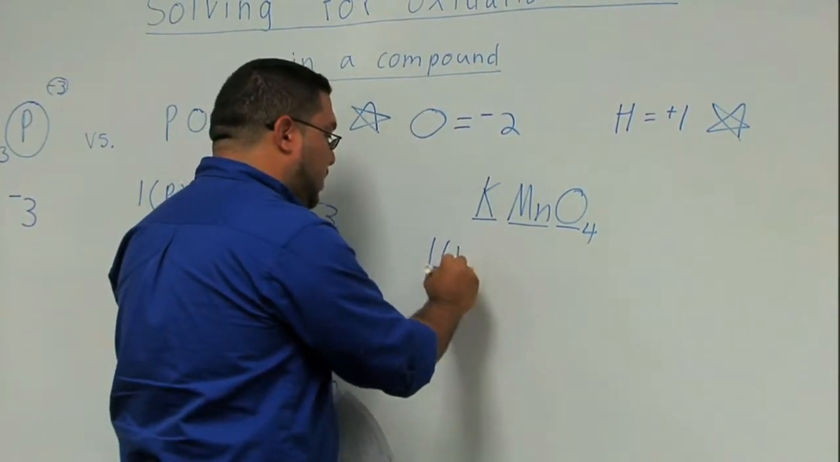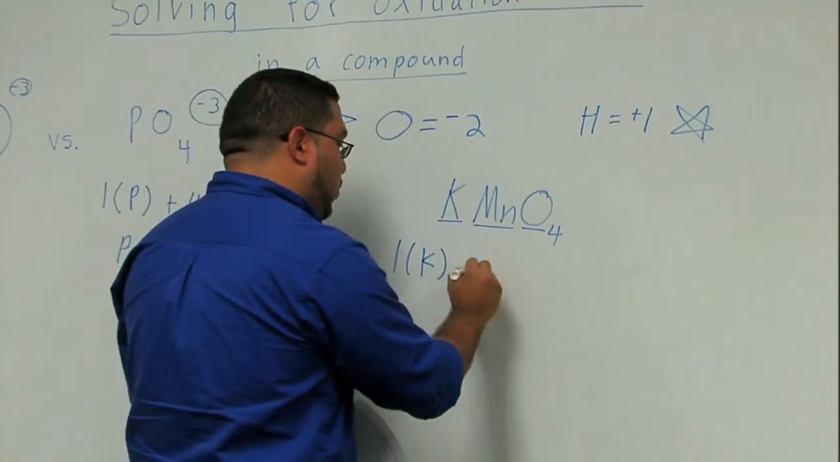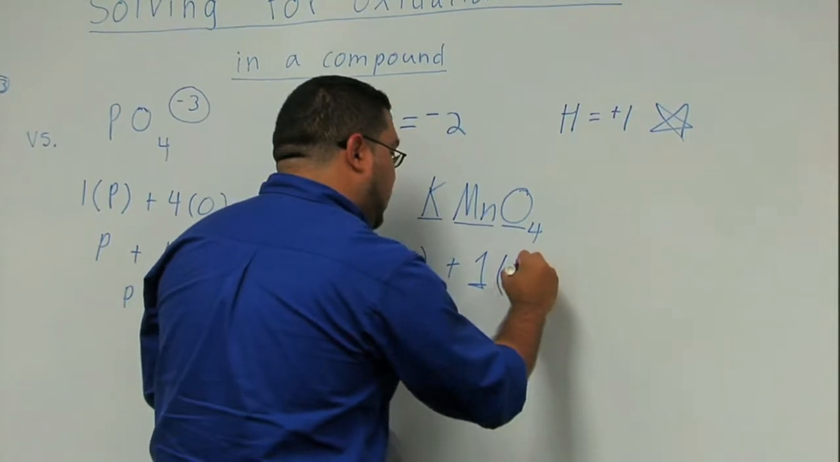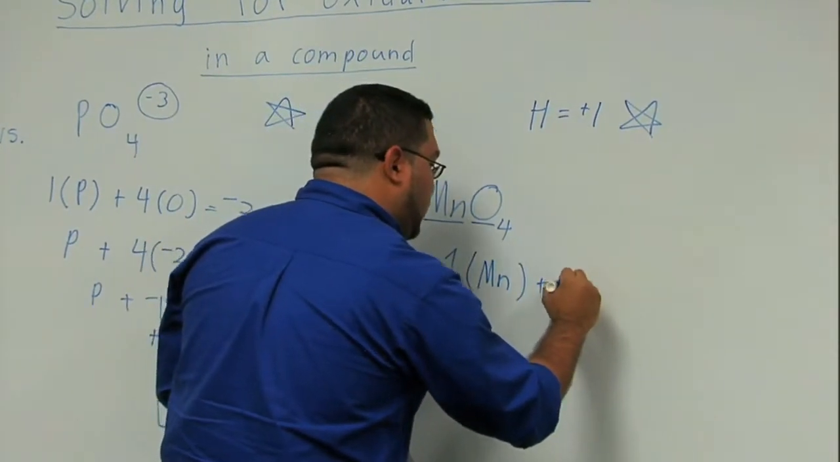We have 1 potassium plus 1 manganese plus 4 oxygens.